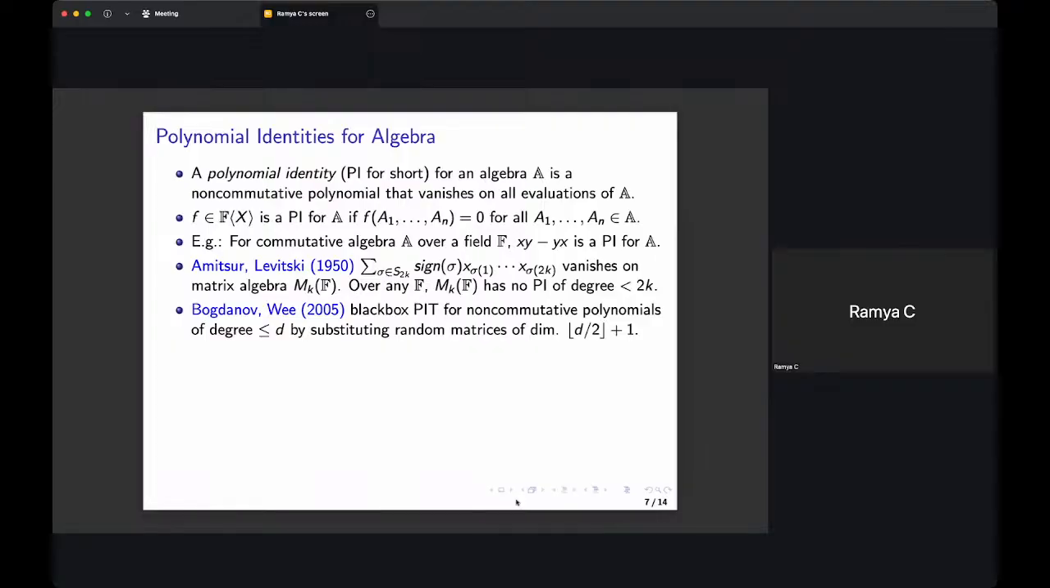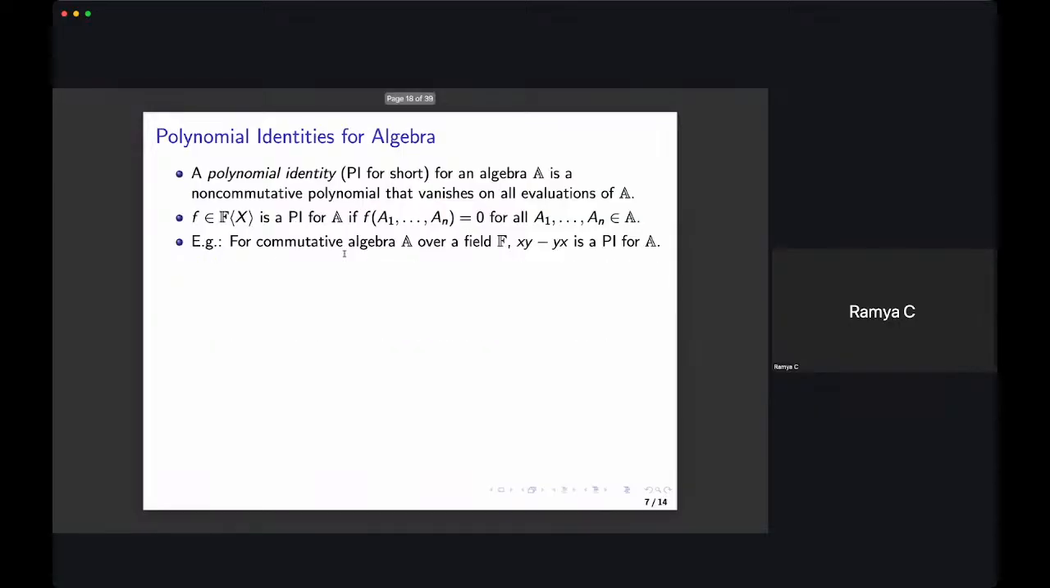Okay, so just to get back. We are going to look at polynomial identities for algebras. If you think of a commutative algebra, no matter what commutative algebra you are interested in, then xy minus yx is always going to be an identity for the algebra. This is because you take any two elements in the algebra, xy is going to be equal to yx.